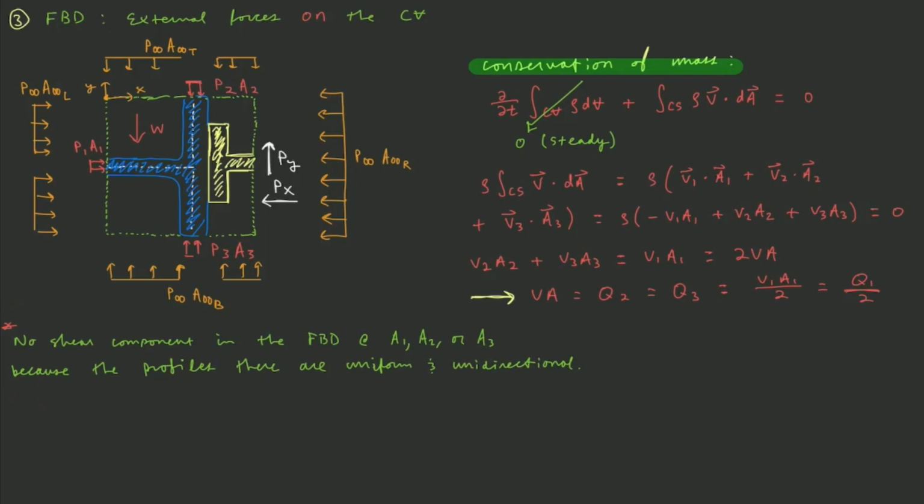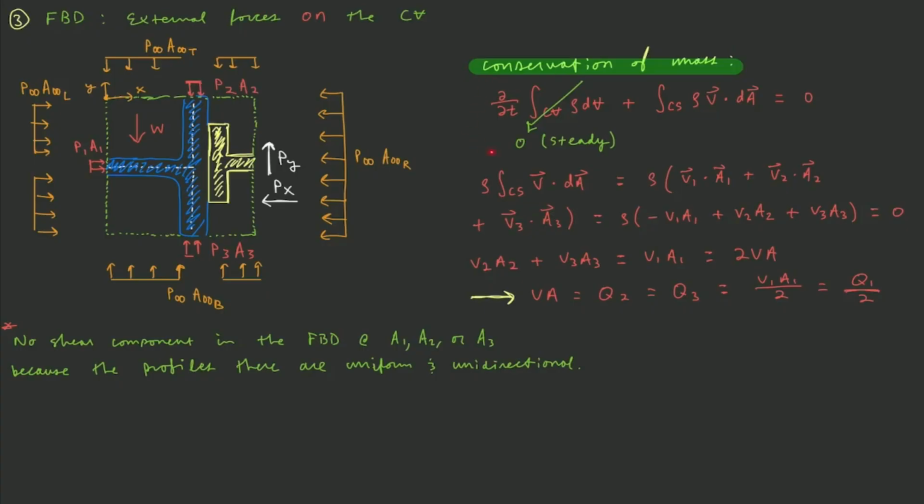or A3, and that's because the profiles are uniform and unidirectional, so there is no mean velocity gradient on this control surface to create a shear force that would be accounted for in this free body diagram. Now what we're going to do is apply our conservation of mass. Again, this is just a basic check to see that our symmetry assumption makes sense and does what we think it does.